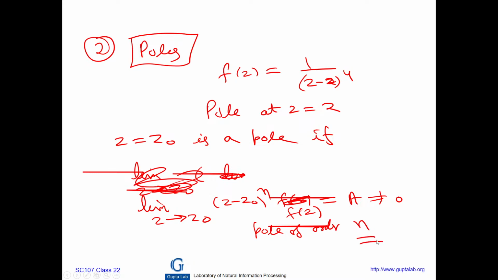So this function has a pole of order 4, right? Clear, right? Because of this definition: z minus z naught raised to power n times f of z has a non-zero limit. Okay, it's a non-zero limit.